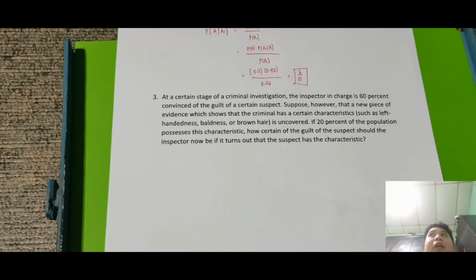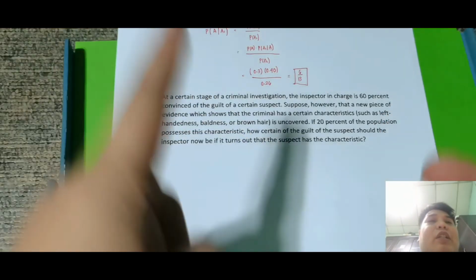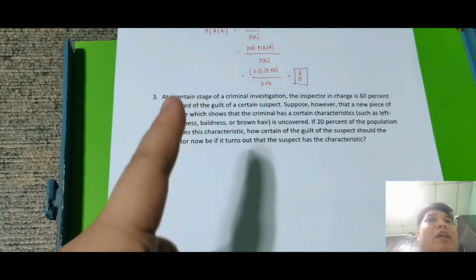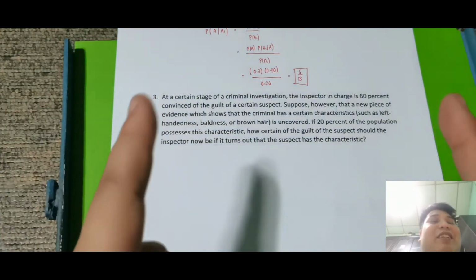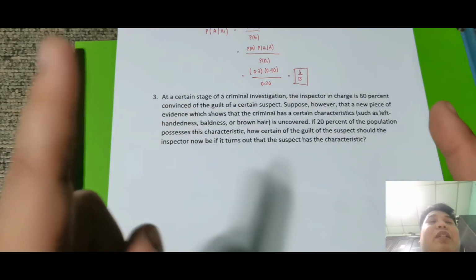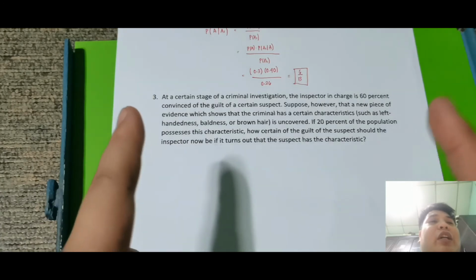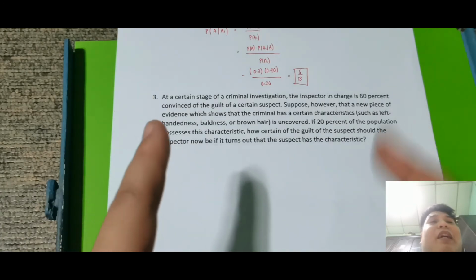certain suspect. So kumbaga, for example, si Detective Mori, tapos merong criminal, so may suspect. So again, suspect na lang. Imagine mo, dalawa sila, no? Si Detective Mori tapos si suspect. Okay, yung kalbo. Sorry, hindi yun. So sabi na si Detective Mori is 60% sure na si suspect ay guilty.